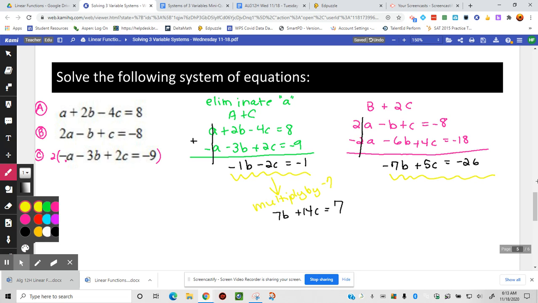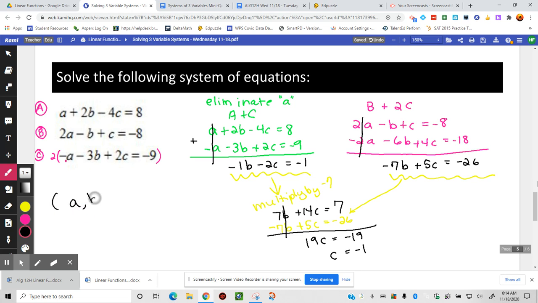And then I'm going to keep this other one, and I'm not going to do anything to it. I'm just going to rewrite it. Negative 7b plus 5c equals negative 26. Now I've just eliminated b. I get 19c equals negative 19. Oh, perfect. C equals negative 1. Right, so you get this ordered triple. So your final answer is going to go A, comma B, comma C. And I just figured out that C is negative 1.